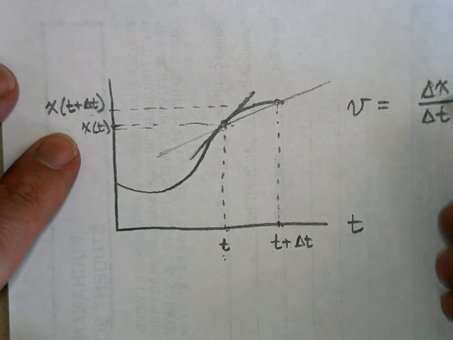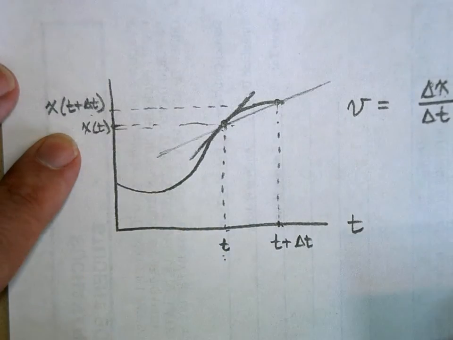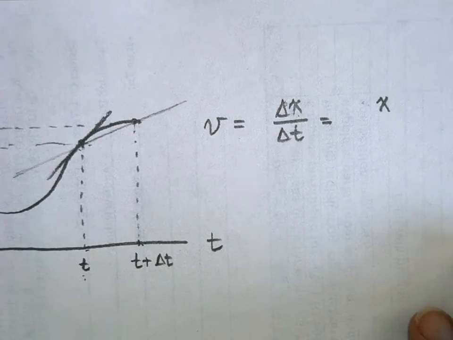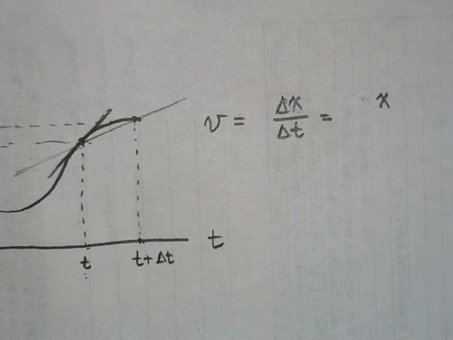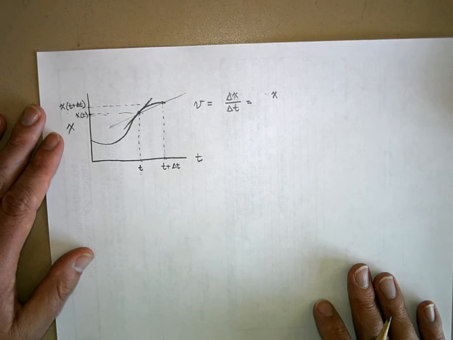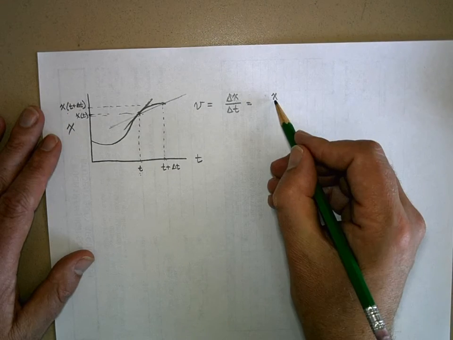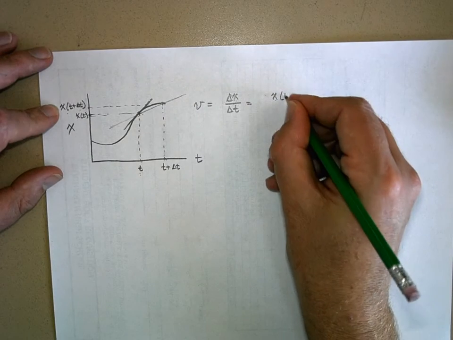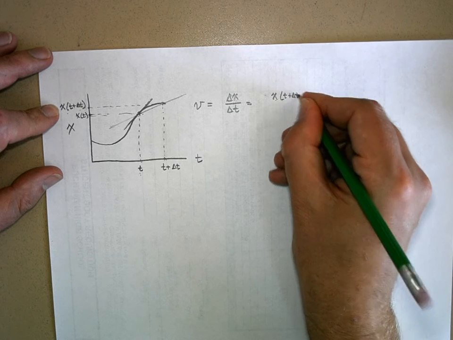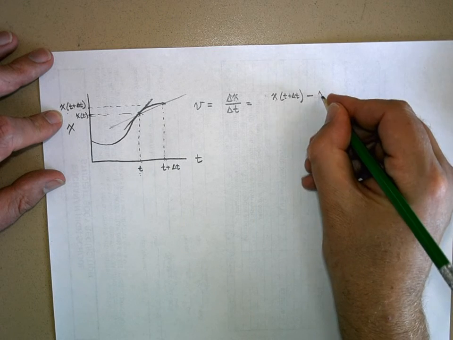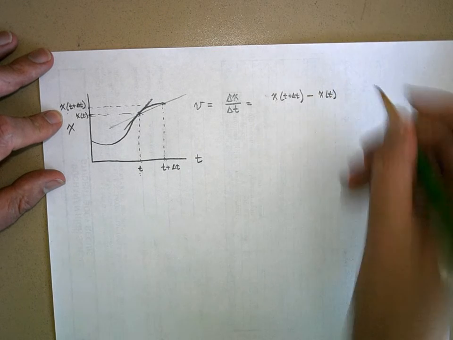And so this is going to be, well, what is delta? Delta means final minus initial. So it's the final position. Oh, that's right, because I zoomed in so much. So this is x final. What is x final? x at t plus delta t, minus x initial, which is just x at time t. Okay?